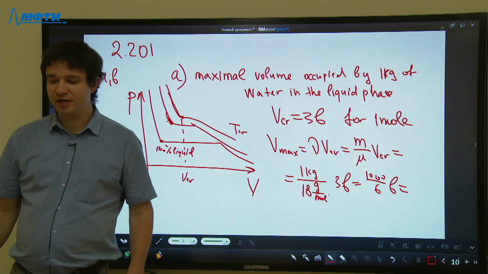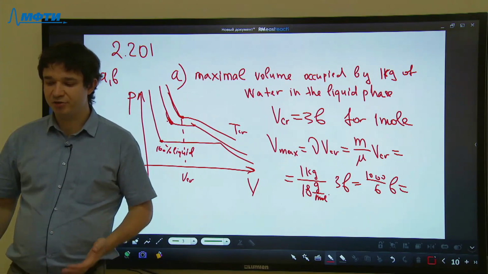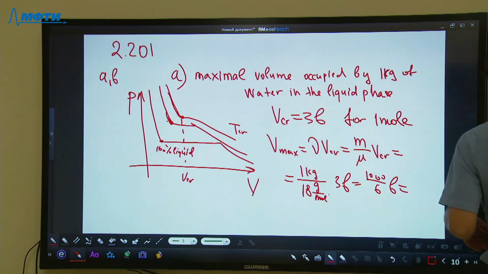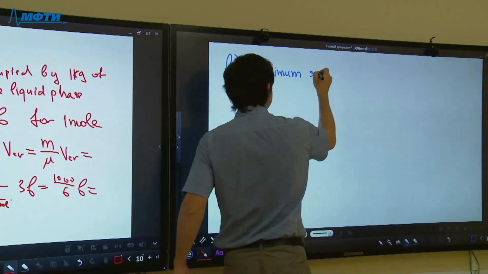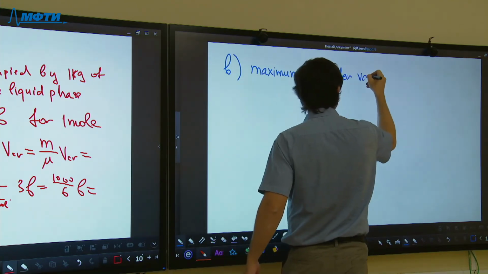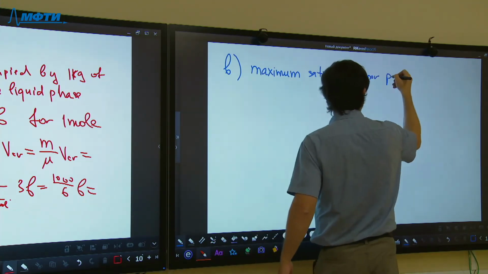B, calculate the maximal pressure of the saturated water vapor. Indeed, once again, we have a cryptic message. Maximum saturated vapor pressure.